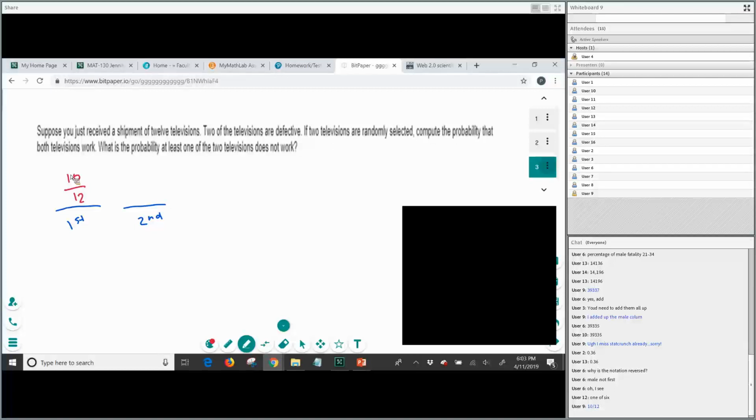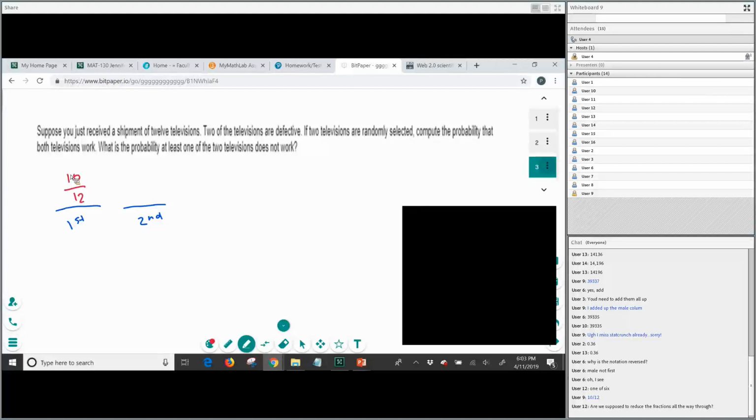James has got it. It's 10 out of 12. So there were 12 televisions total. If 2 of them are defective, that means 10 of them are not defective, right? 10 of them work. So you got to pay very close attention to the wording of the question because you don't want to accidentally put in the complement or like the opposite of what it's asking for because they provided you with some numbers in a different way. So be very careful with that wording. Any questions about why it's 10 out of 12? There's 12 TVs, 2 are defective, so 10 are not defective, they work, and we wanted to select a working television for the first one.